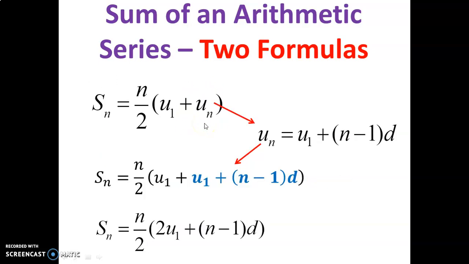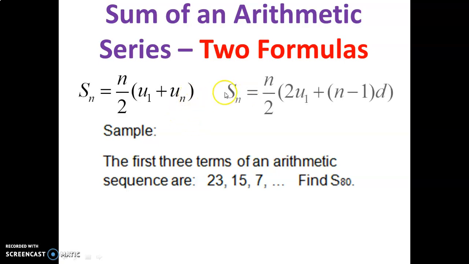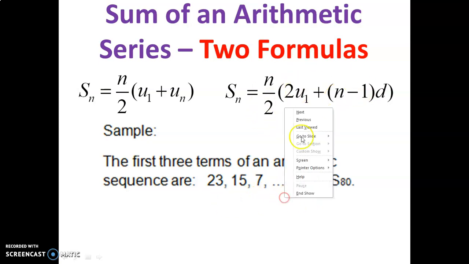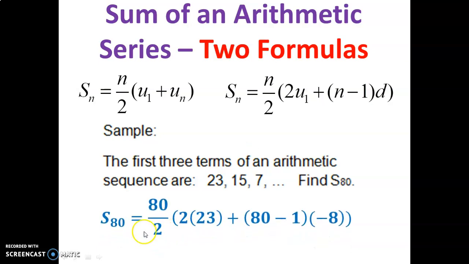So again, looking at this problem, we have to choose which formula is better. Well, in this case, since we don't know the 80th term, we could begin by using the un rule and finding the 80th term, or we can just jump straight to the second formula, which has the un rule incorporated in it, right? And then use that formula to find the answer for the sum. So let's try that. Let's use the second formula. We have number of terms, 80, divided by 2, times 2 times u1. u1 is 23, so 2 times 23, plus n minus 1, so 80 minus 1, and times the common difference of negative 8.